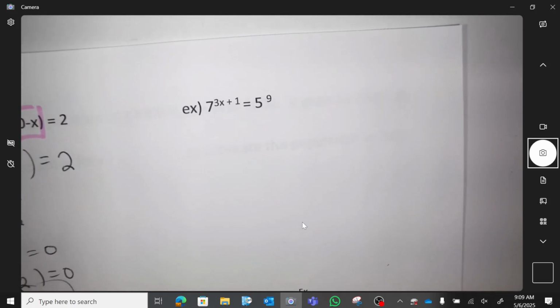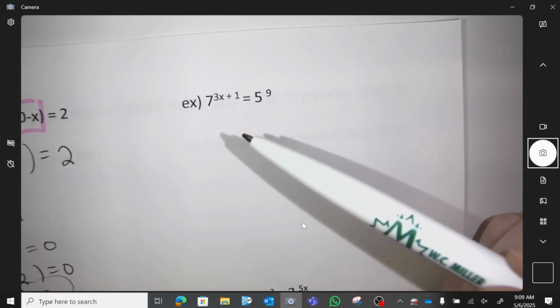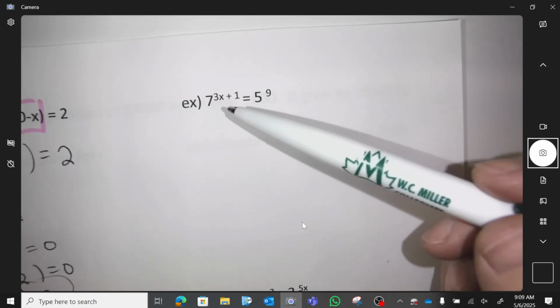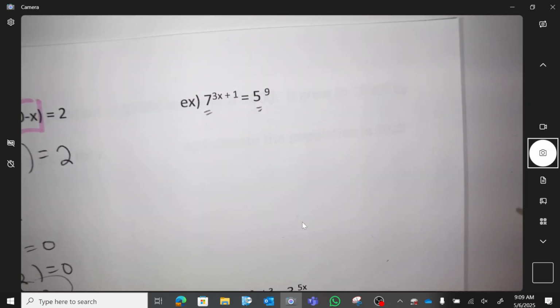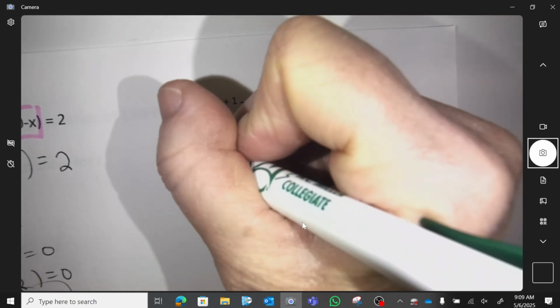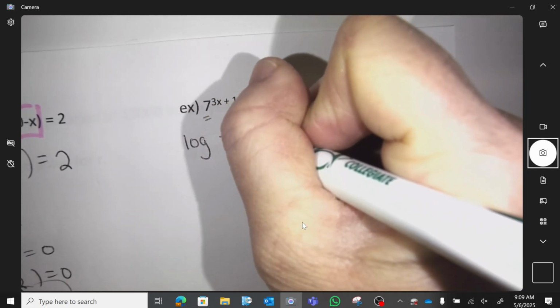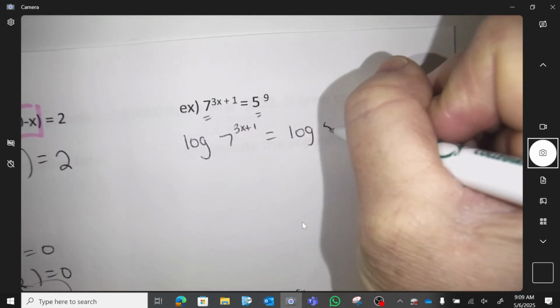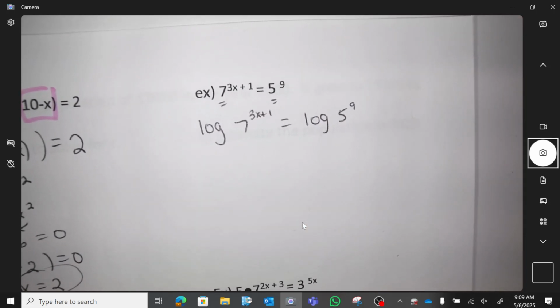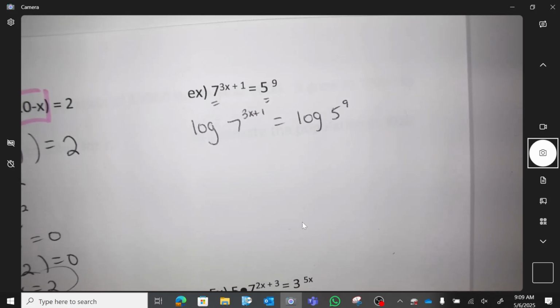Next one. Here we go. So we had one problem before where we made the same base. We've done a question before where we decided to make these bases the same. Can you do that between a 7 and a 5? Can you make something the same? No. Okay, so what I'm going to do is log both sides. I'm going to just log both sides.